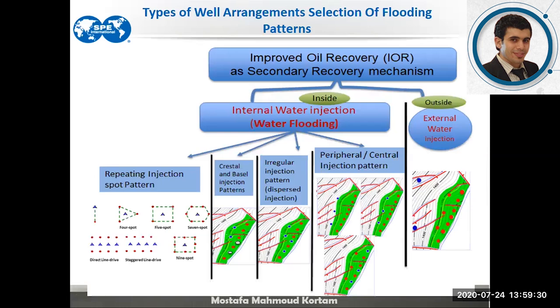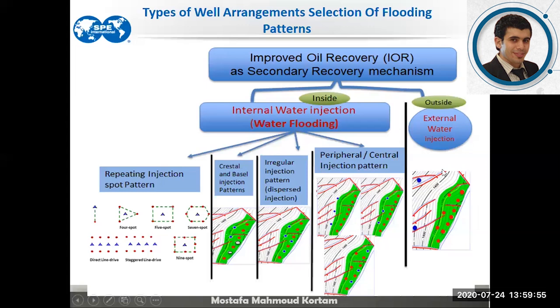So returning to the well arrangement of the flooding pattern, if you remember, we were seeing the water injection schemes, external and internal, and the types of internal: peripheral or central water injection, irregular pattern, or what we call dispersed, crestal and basal injection, and repeating pattern. Now we are going to explain the features of each method, each pattern and each class of them.